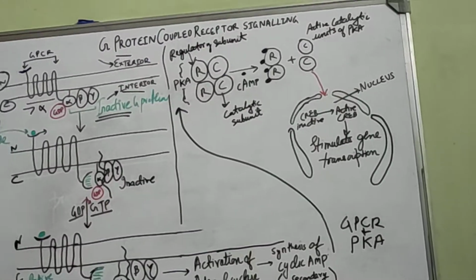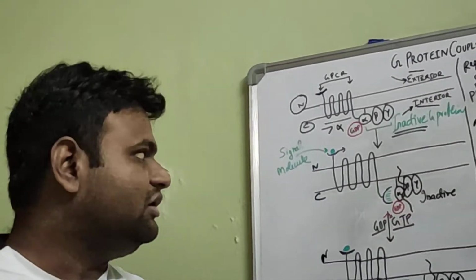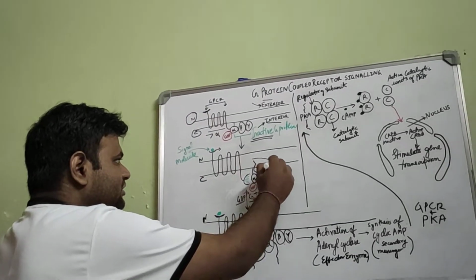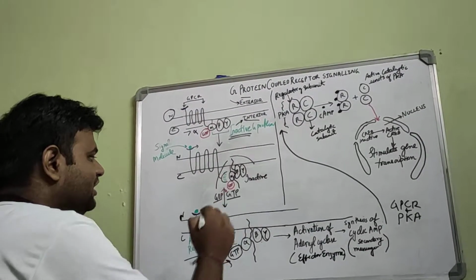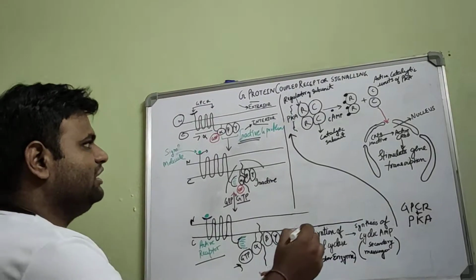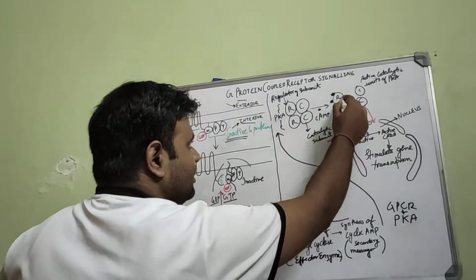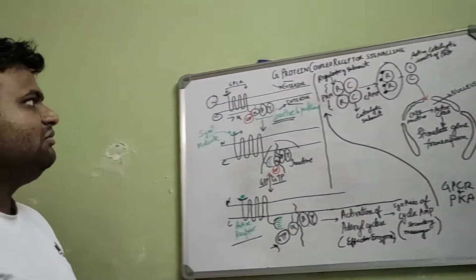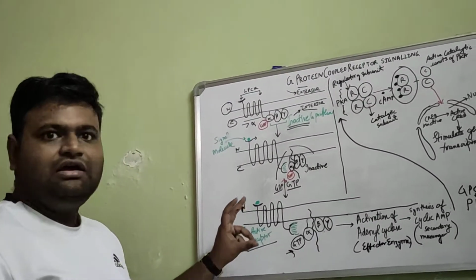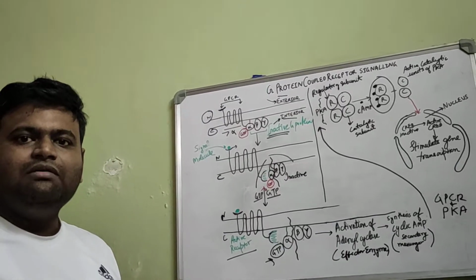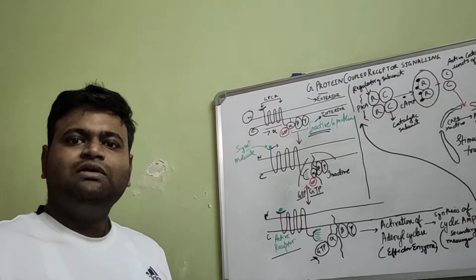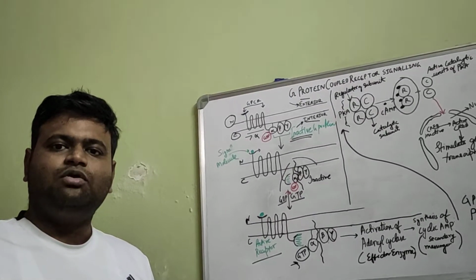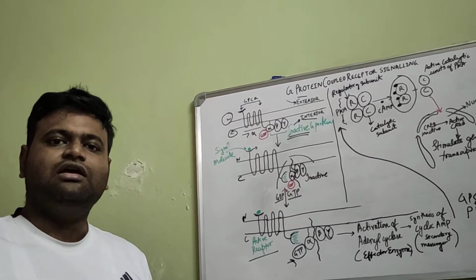Each year many questions come from this cell signaling. Either some modification will be done at the G protein part, or some modification will be done at the regulatory signaling pathway, whereby a component will be missing and you have to identify the pathway. This is a very important concept, and I hope that each one of you has now understood the G protein coupled receptor cell signaling. Thank you.